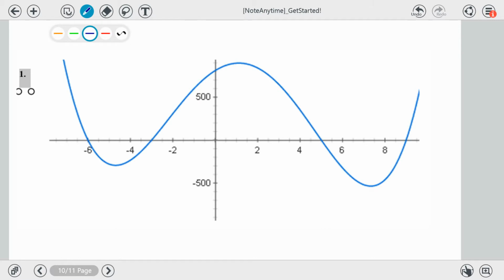Alright, this should be our last video. We're looking at relative minimum and relative maximum, and we're also looking at global minimum and global maximum.